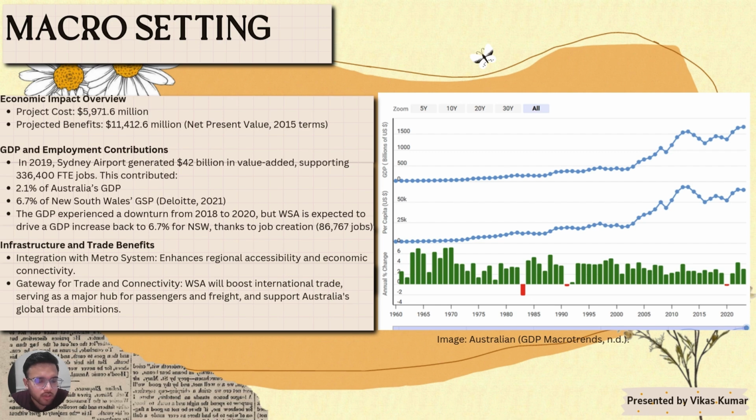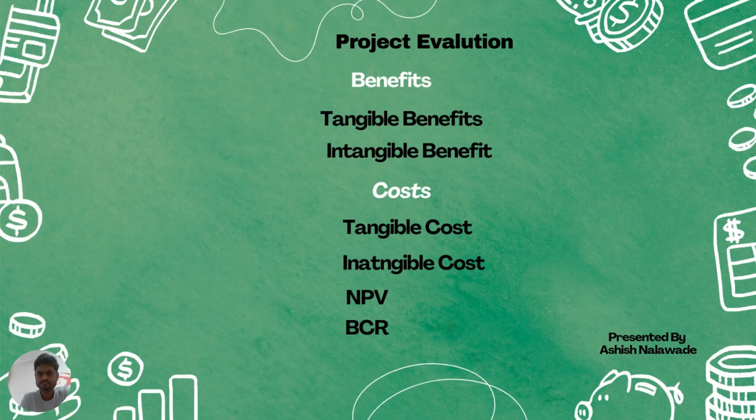New South Wales GSP will increase, and the infrastructure and trade business will definitely change, like the international trade market, the goods and services, and the relations between the countries will definitely be affected due to the Western Sydney Airport. And the cost of the project is $5,000 million, and the benefit will be approximately $11,000.